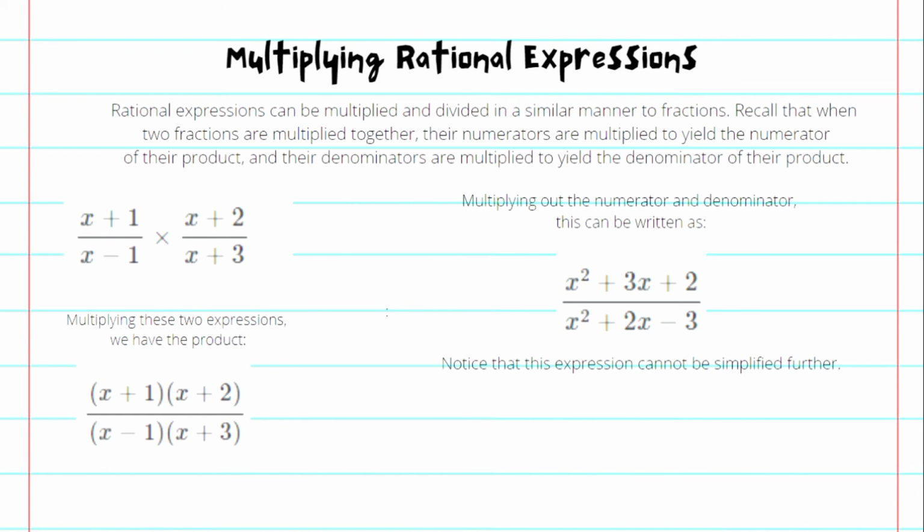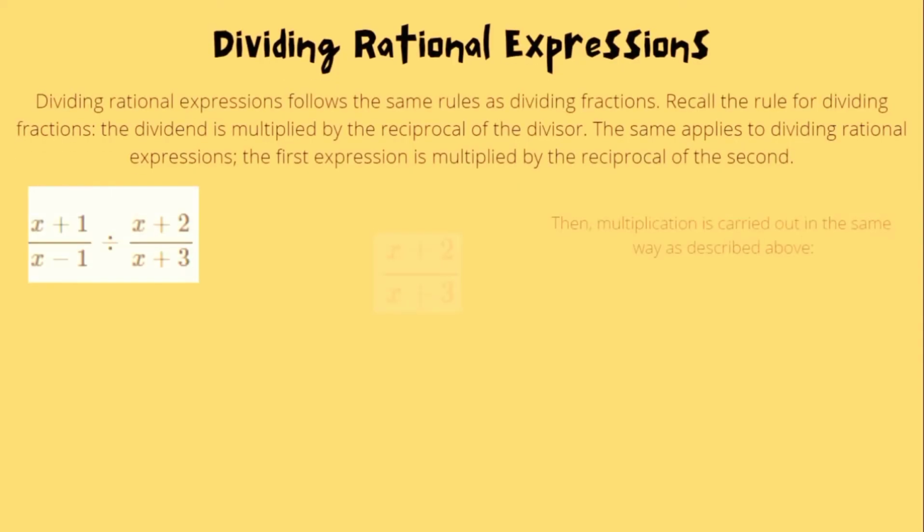(x plus 1) over (x minus 1) times (x plus 2) over (x plus 3). Multiplying these two expressions, we have the product (x plus 1)(x plus 2) over (x minus 1)(x plus 3). Multiplying out the numerator and denominator, this can be written as (x squared plus 3x plus 2) over (x squared plus 2x minus 3). Notice that this expression cannot be simplified further.